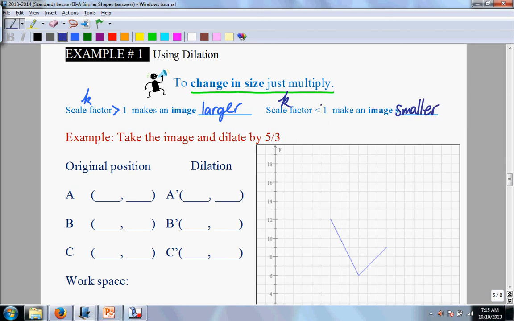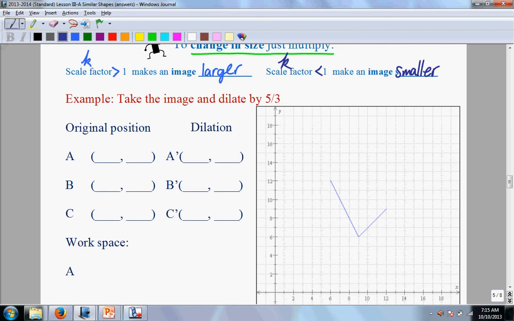If your scale factor is less than 1, it's going to make an image smaller. So sometimes it's a good idea just to visualize before doing a problem whether you are enlarging a shape or shrinking a shape. So let's do this example together.